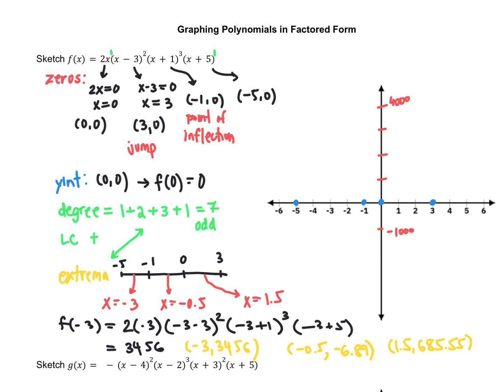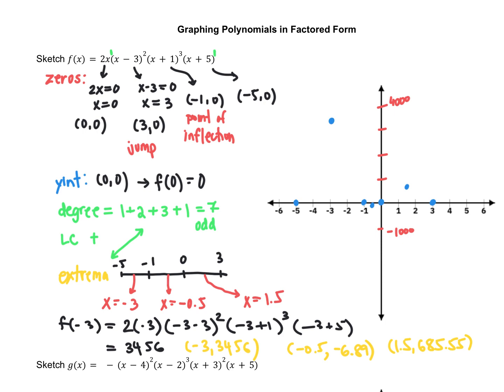So I'm going to start with -3, 3,456, just estimating it over here. At -0.5, we are going to be super close to the y-axis because it is just around -7. And with this scale, we're pretty much just touching that y-axis. And then finally, we have 1.5, 685, so somewhere here.